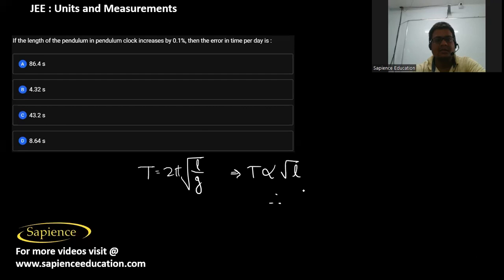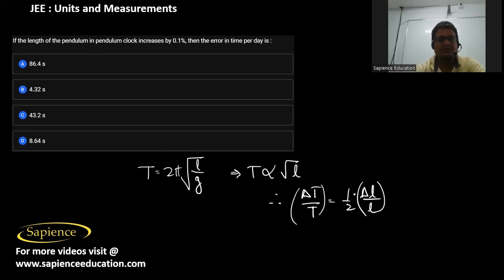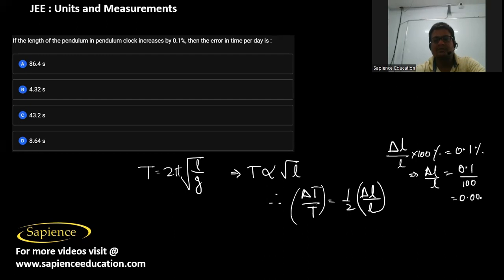So therefore I can say the error in the time per day, that is delta T by T, will be equal to half of delta L by L, so the relative error in the measurement of time is half of the relative error in measurement of length. If the length of the pendulum increases by 0.1%, it means that delta L by L into 100 is equal to 0.1%. It means that delta L by L will be equal to 0.1 by 100, so that will be 0.001. So therefore, delta T will be equal to T by 2 into delta L by L, which is 0.001.